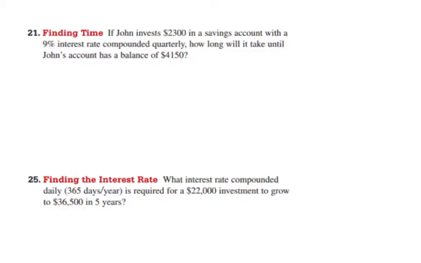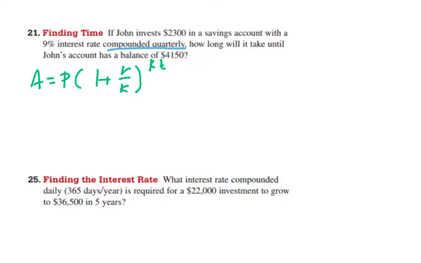Alright, next question. If John invests $2,300 in a savings account with a 9% interest rate, compounded quarterly, how long will it take until John's account has a balance of $4,150? So, the biggest thing here is that it's saying compounded quarterly, and so that means we're going to use the formula P times 1 plus R over K, because we have a K value, to the KT.